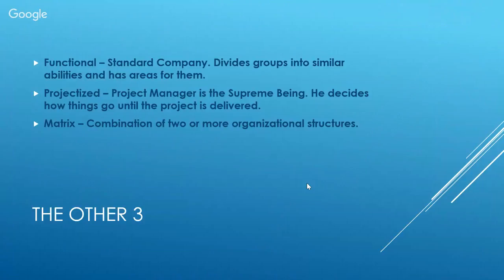Then you have project-sized, where you have a project manager who's like God or the supreme being. He decides how the project goes, how resources are allocated, who's doing what, and he has the ultimate say. And then the other one is matrix, which is a combination of two or more organizational structures.